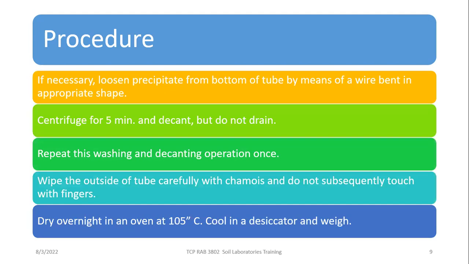If necessary, loosen the precipitate from the bottom of the tube by means of a wire bent in appropriate shape. Centrifuge for 5 minutes and decant, but do not drain. Repeat this washing and decanting operation once. Wipe the outside of the tube carefully with a clean towel and do not subsequently touch it with fingers. Dry overnight in an oven at 105 degrees Celsius. Cool in a desiccator and finally weigh the precipitate.